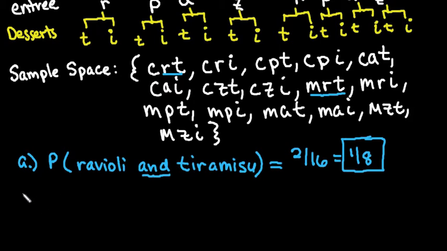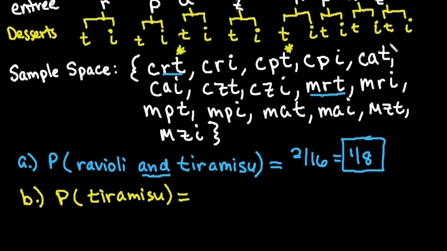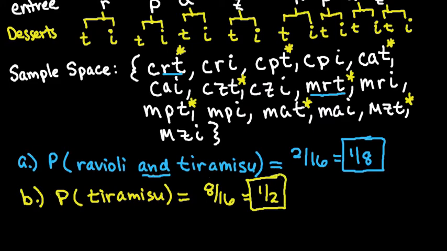The next one that I want to look at is, what is the probability of just tiramisu for dessert? Okay, there's no other stipulation, it's just tiramisu. So what we're going to do is we're going to go through and look for all of the T's. So I have 1, 2, 3, 4, 5, 6, 7, and 8. So there are 8 times out of 16, or half of the time, that we could have ordered tiramisu.